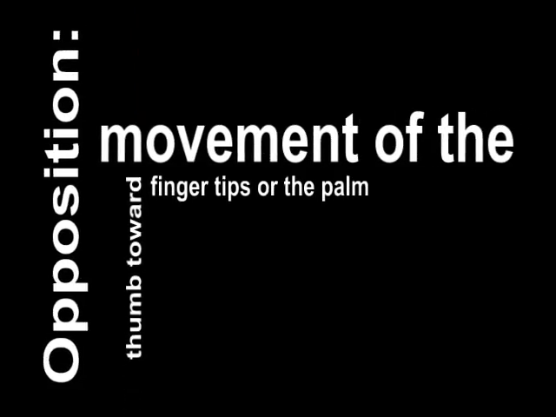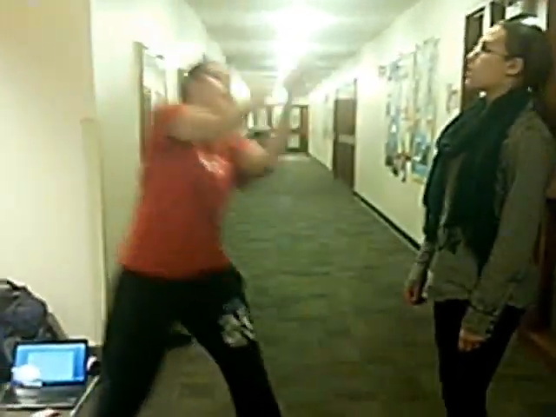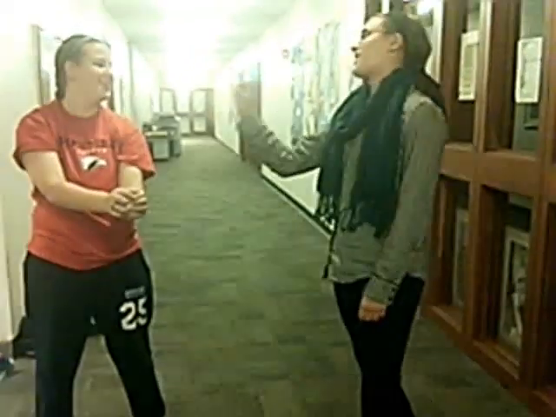Opposition is the movement of the thumb toward the palm or pads of other fingers. For example, opposition may occur in a soccer game when a coach is communicating with his players. When Megan saves a shot on goal, Coach Alexander would give her the OK symbol to let her know what an awesome job she's doing.